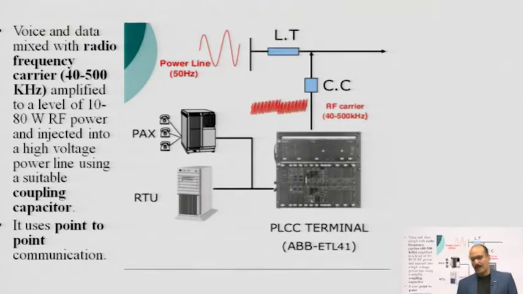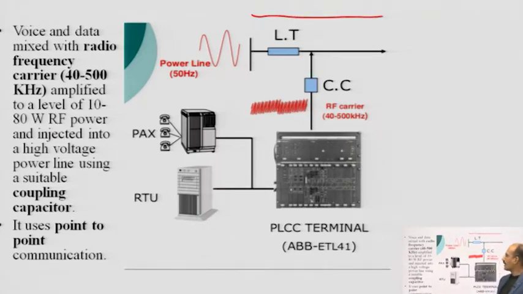As you know, the high tension line has a voltage in the range of kilovolts. But speech signals or low bit data rate signals are of very low voltage. So in this arrangement, we use the same high tension line with some specific equipment for the voice and data signals. In this diagram, you can easily see this is your main power line.